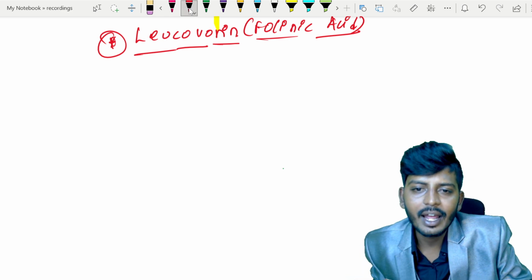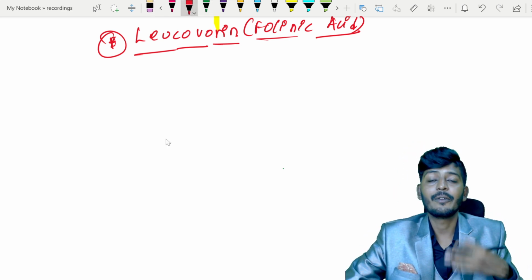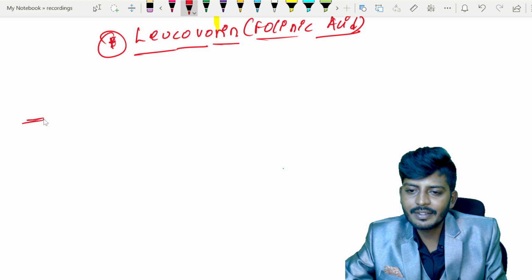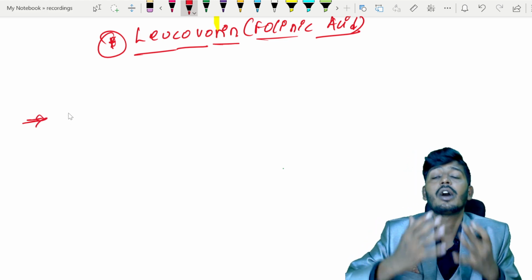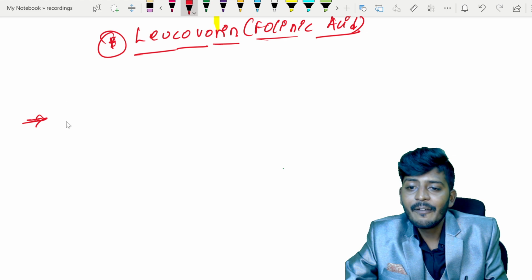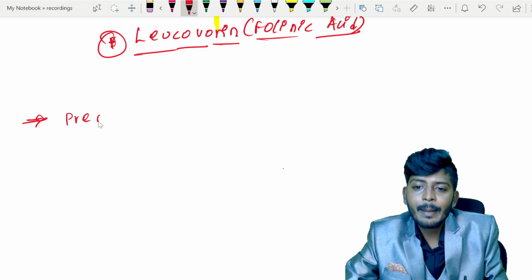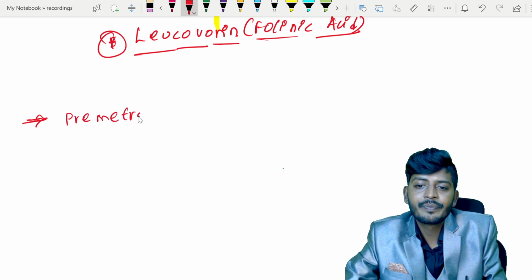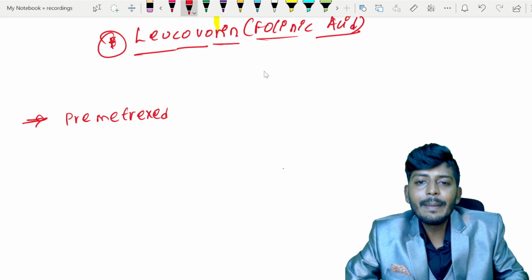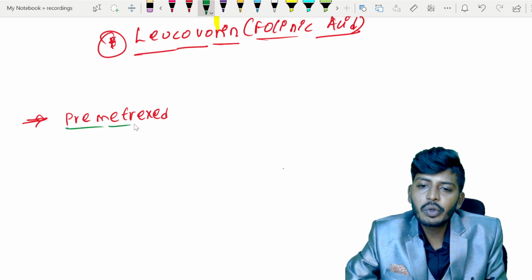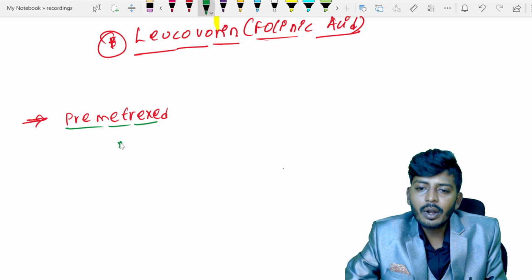Once we are done with that, for your NEET PG upcoming exam, this is a very important point. That is the newer congener of methotrexate. We have something called Pemetrexate. What is the name of the drug? Pemetrexate. Okay, so Pemetrexate, there are a few important points I'd like to give you.